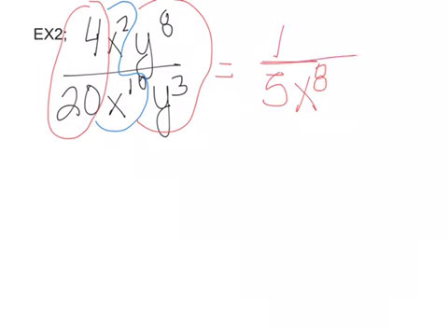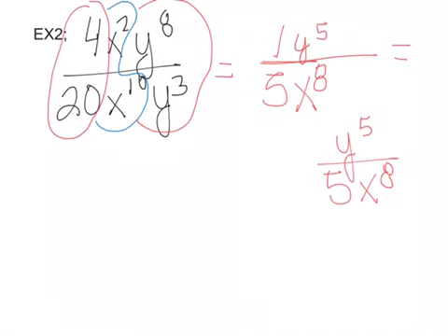Now with the y's, I have y to the 8th on the top and y to the 3rd on the bottom. That means there are basically 8 y's being multiplied together in the numerator and 3 y's being multiplied together in the denominator. That leaves me with 5 y's in the numerator, so that's y to the 5th. And since I have something else in the numerator being multiplied with that 1, I don't have to write that 1. So I can just write y to the 5th over 5x to the 8th. Okay, not so bad so far.